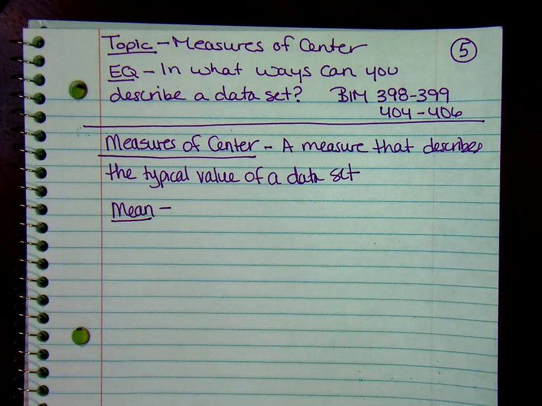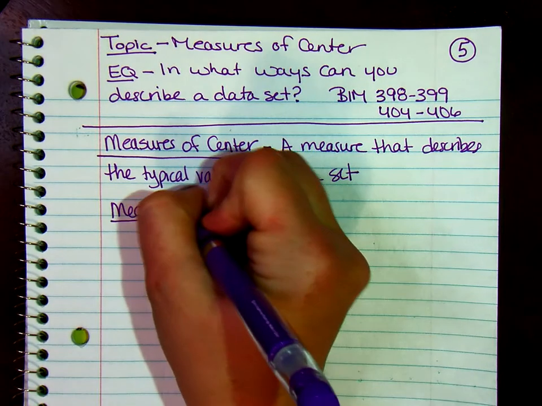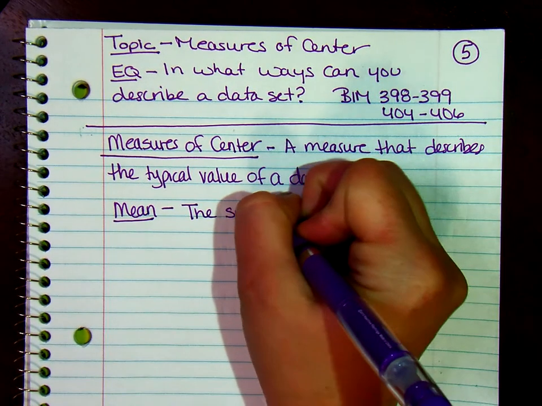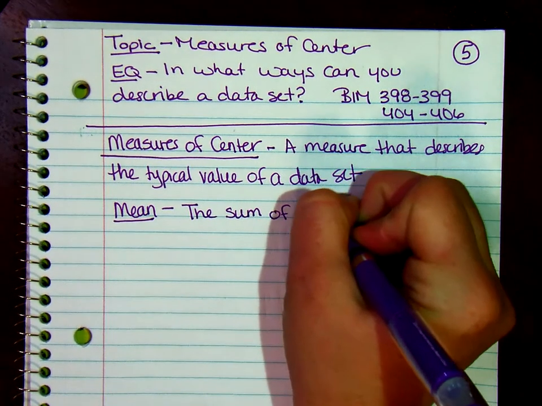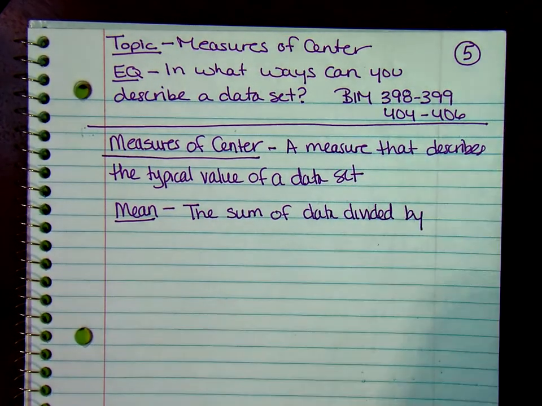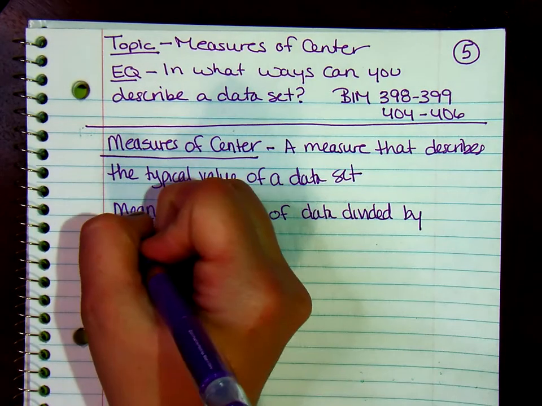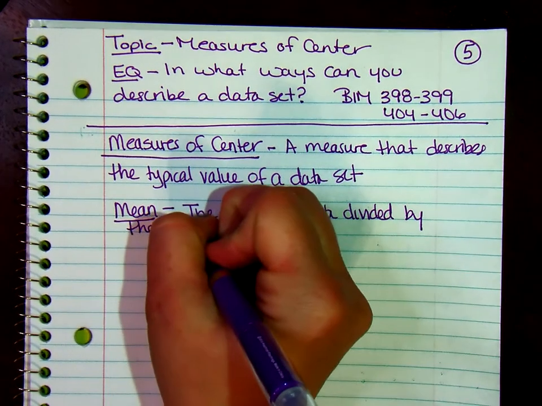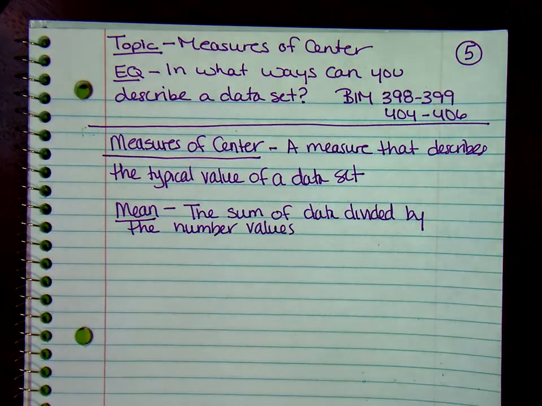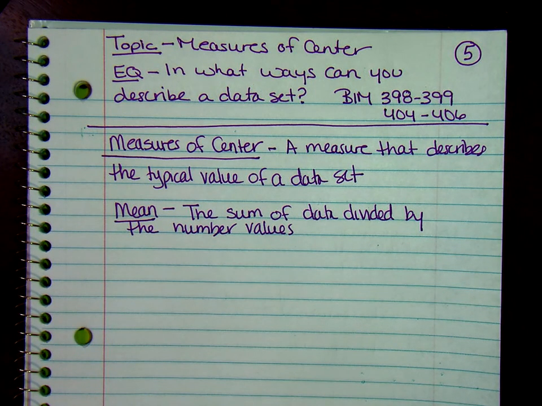And the first of those terms is mean. Mean is another word for average. So to find it, we find the sum of data divided by the number of values. Okay, so that basically just means we add up all the numbers that are in our data and we divide by how many numbers we have. So let's try that out.